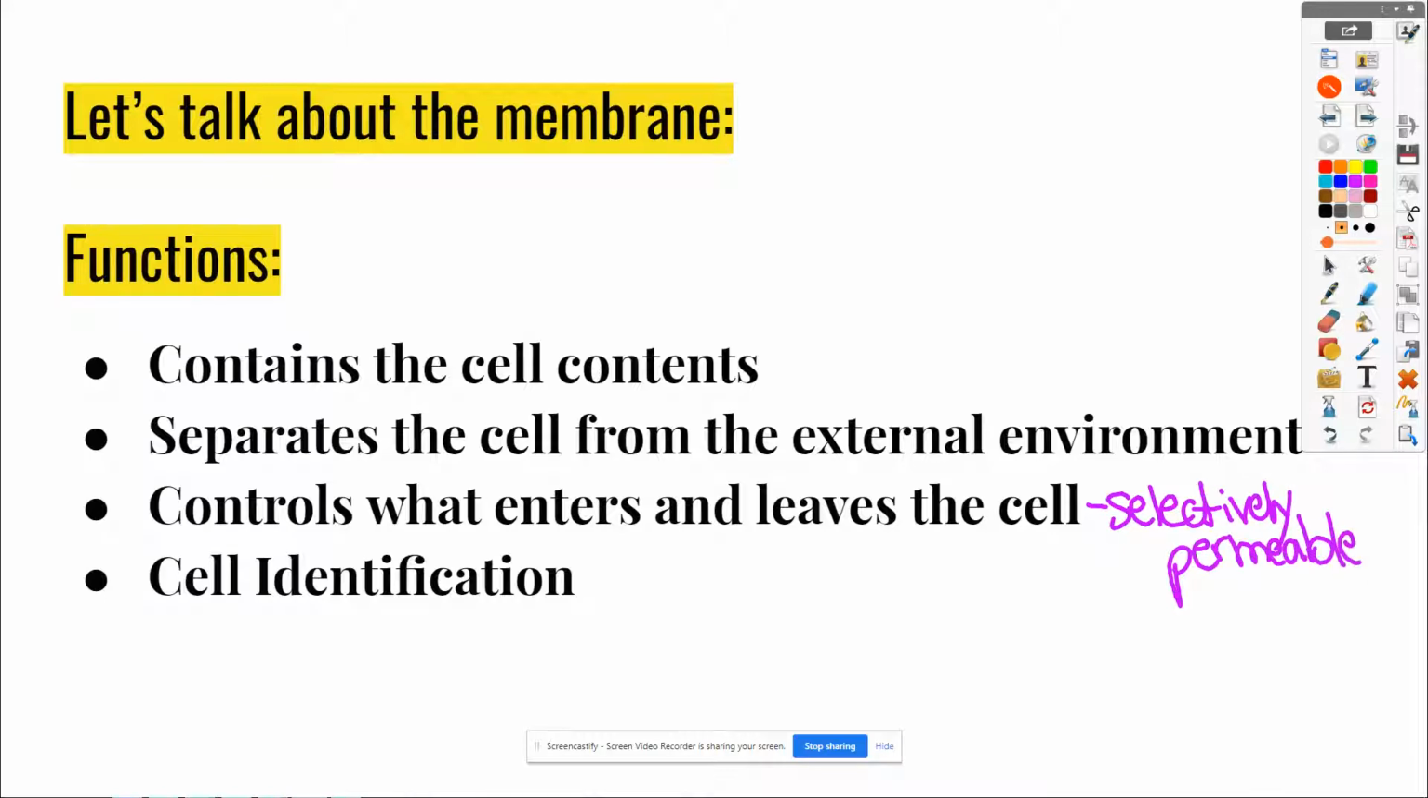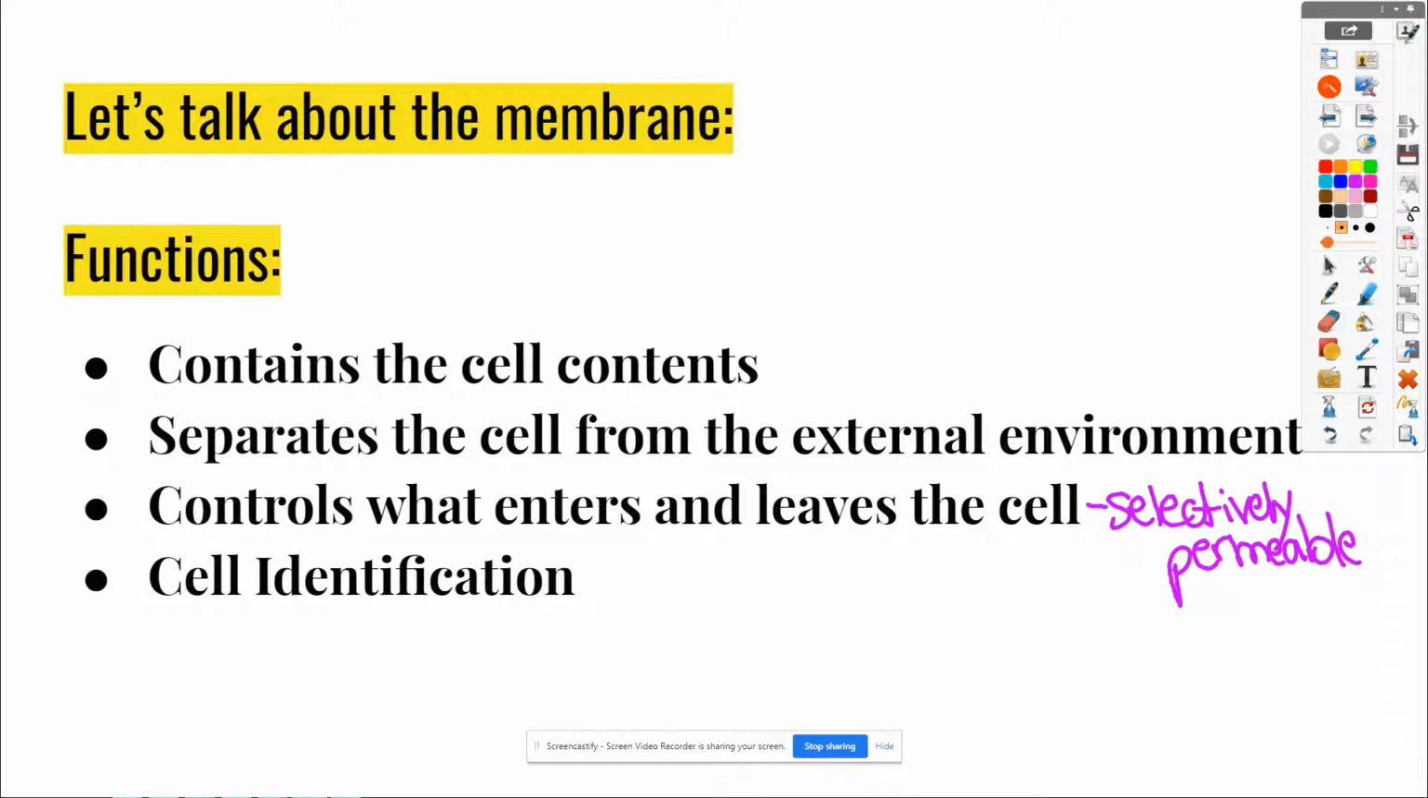It also functions in cell identification. This is why when you get strep, your body actually acts sick, because it recognizes those strep bacteria as foreign based on the proteins that are in their cell membrane. This is why you can't get blood that doesn't match your blood type. If you're type A, you can't get type B blood because of the cell membrane on type B blood cells. Your body doesn't recognize them. It says, hey, bad guy, foreign invader, get out.